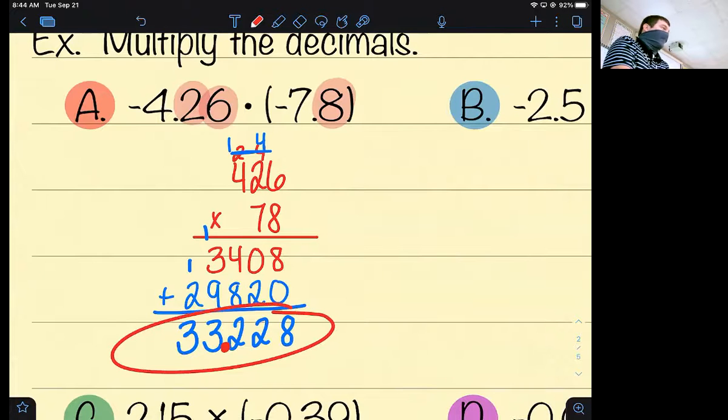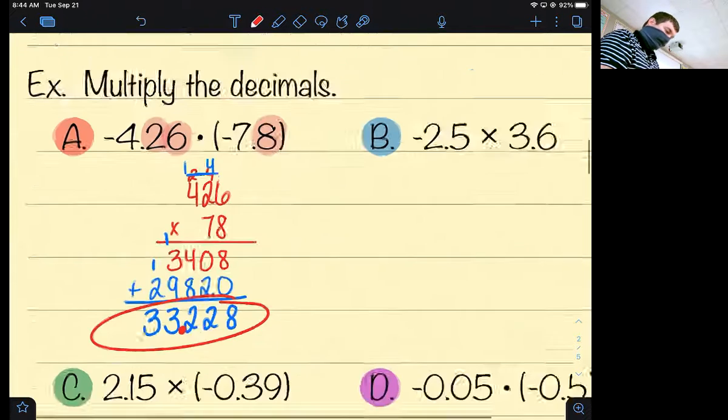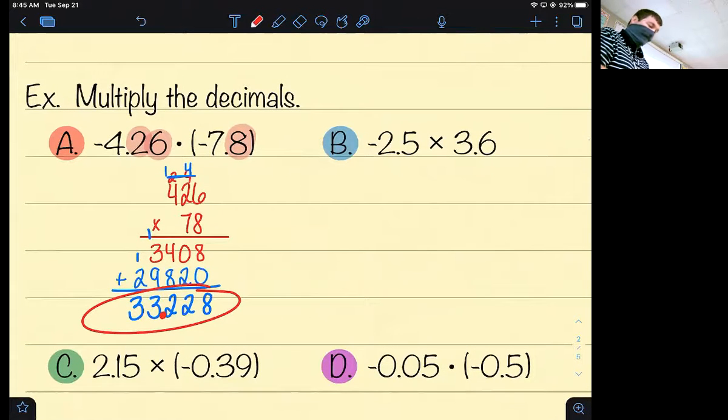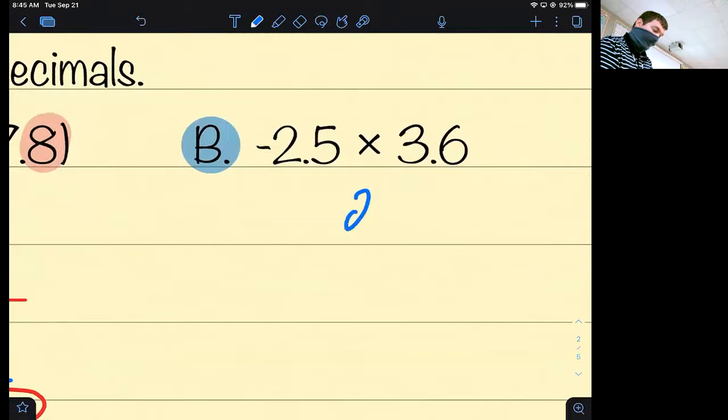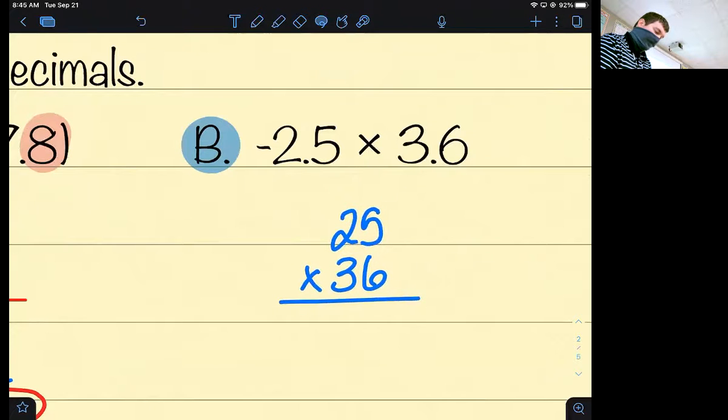There's a lot I have to check, including the negatives. Count the negatives, count the decimal places, multiply like normal. Let's look at another one. If the decimals aren't there, this would just be 25 times 36. Neither one is longer than the other, so it doesn't matter which I write on top and which on bottom. So let's just do 25 times 36.